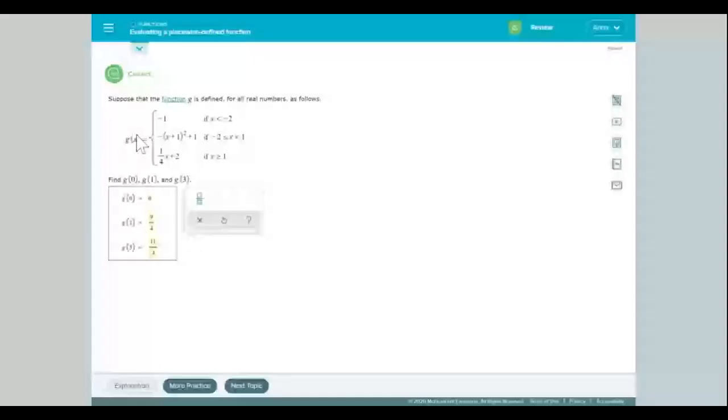So again, on this one, what you're doing is substituting your values of x into the correct part of the defined piecewise function. You have to be very careful about which part of the defined function you're substituting the values into, based on the definition.